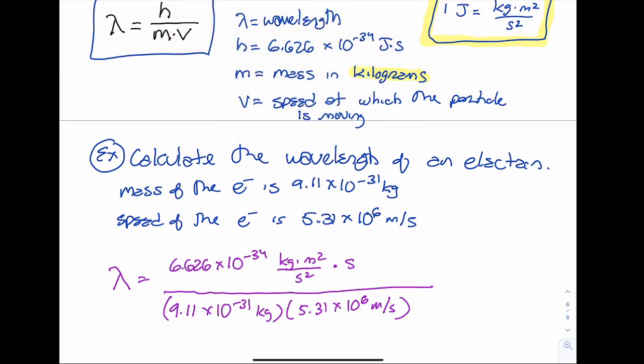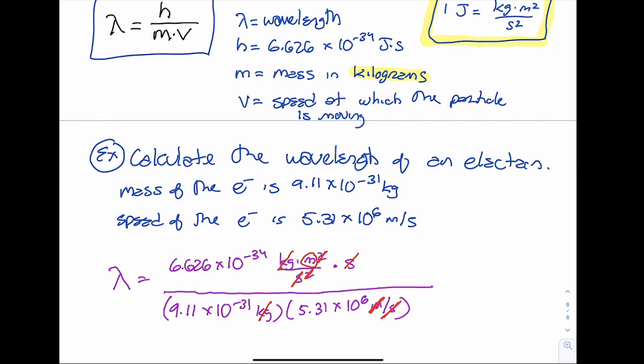So units: this seconds cancels one of those seconds, right? It's seconds squared, so seconds times seconds. Kilograms cancel kilograms. This seconds is going to cancel my other seconds. And then I have 1 meter here, so that's going to cancel one of those meters, right? Meter squared is meters times meters. That's going to leave me with meters as my units.